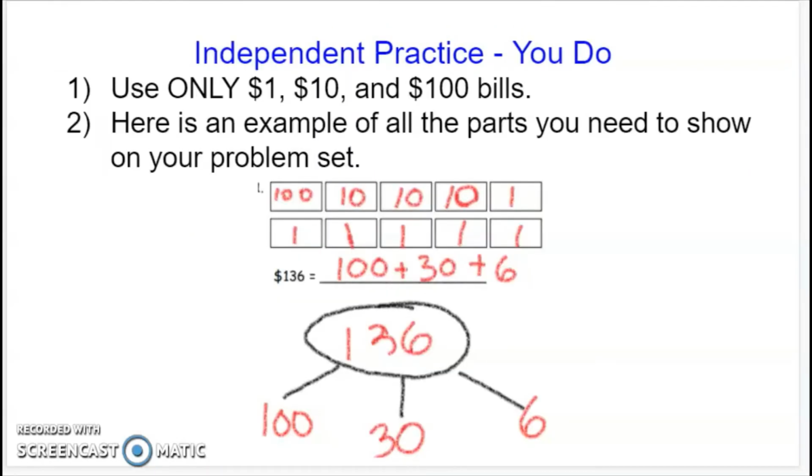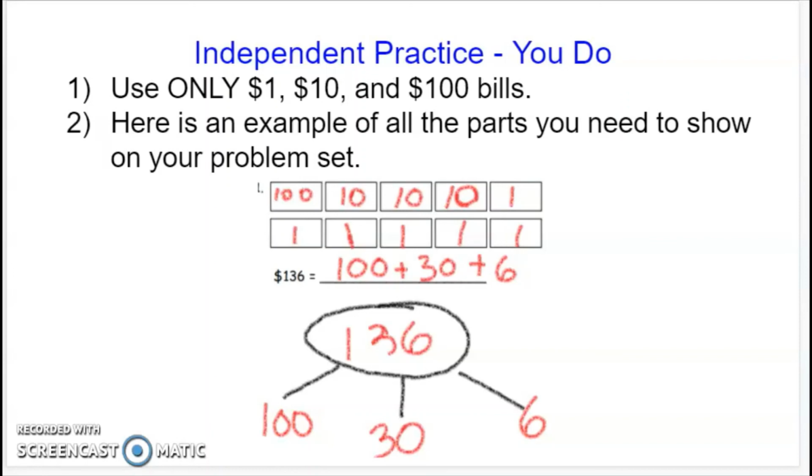All right, my friends. So as you move into independent practice, don't forget to keep these two things in mind. Number one, please use only $1, $10, and $100 bills. Do not use 5s or 20s or 50s. Only 1s, 10s, and $100 bills. Number two, here's an example of all the parts you need to show on your problem set. I did the first problem for you. Take a look.